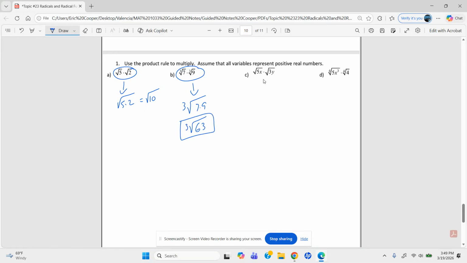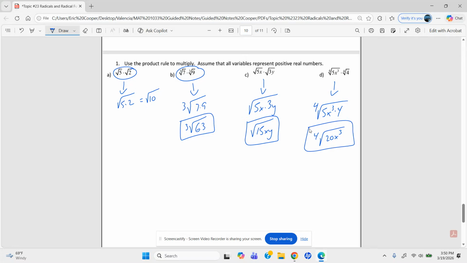These are both square roots, so they both can go under the same square root. So I'll have 5x times 3y. 5 times 3 is 15. x times y stays x times y. And again, these are both fourth roots, so I could put everything under there. The 5 and the 4 will make 20. So again, as long as they have the same index, you can combine them into one radical.